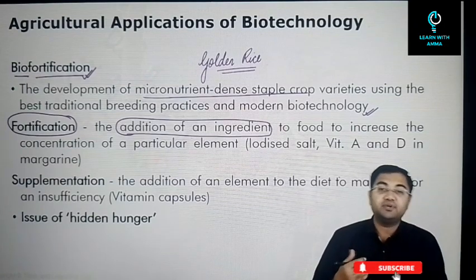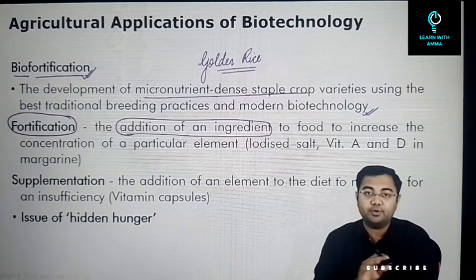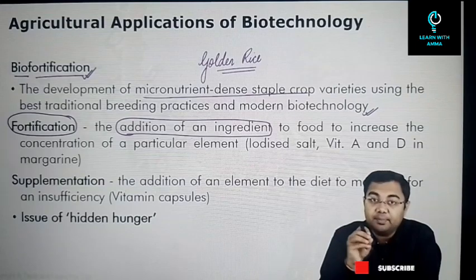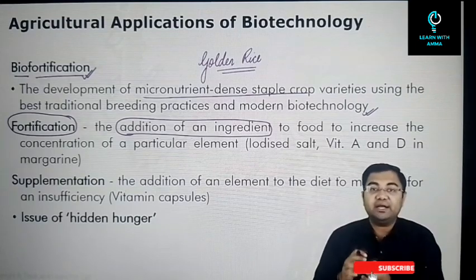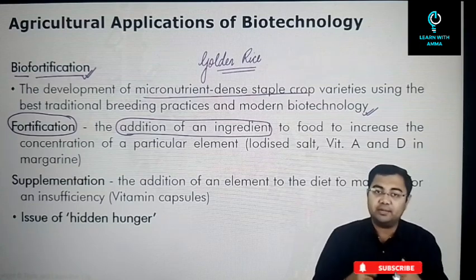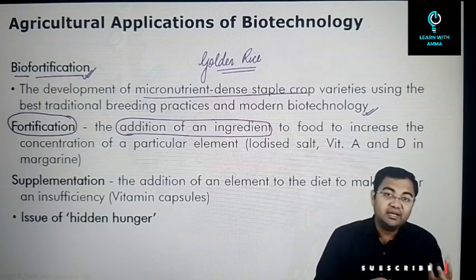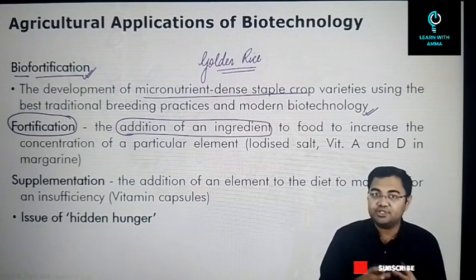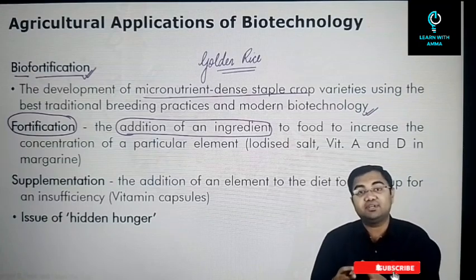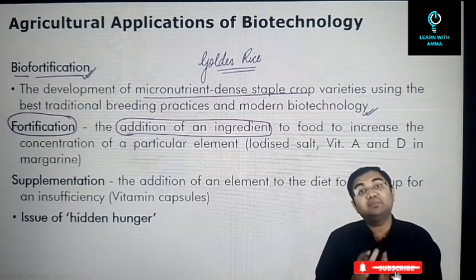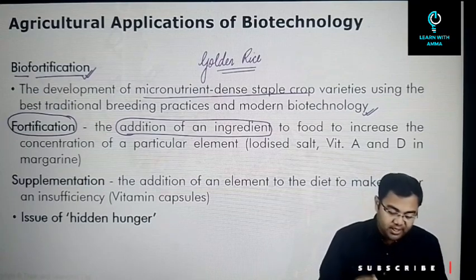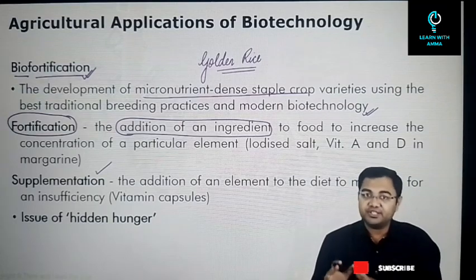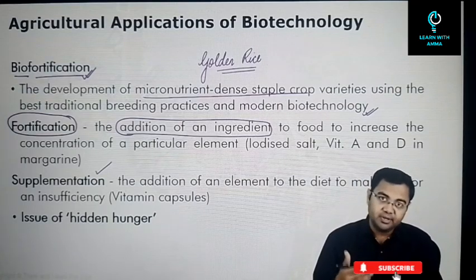Now, apart from biofortification, another way to take care of this kind of problem is through supplementation. What is the meaning of supplementation? Many a time you might have taken vitamin B12 capsules, vitamin C capsules, vitamin D capsules. All these are nothing but supplements, where you are not taking the vitamins through food, but rather through medicines. So it is a supplementation of what is required. Biofortification and supplementation work hand in hand. If biofortification can work, good. If not, then supplementation is the way to go.